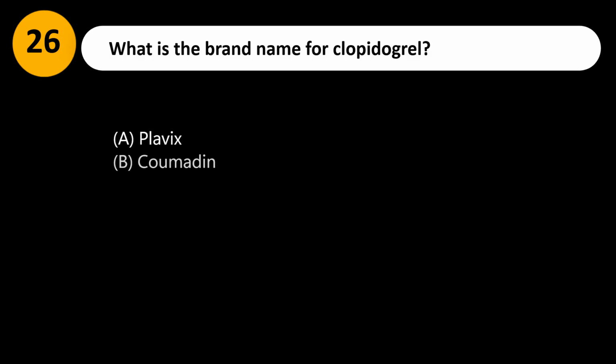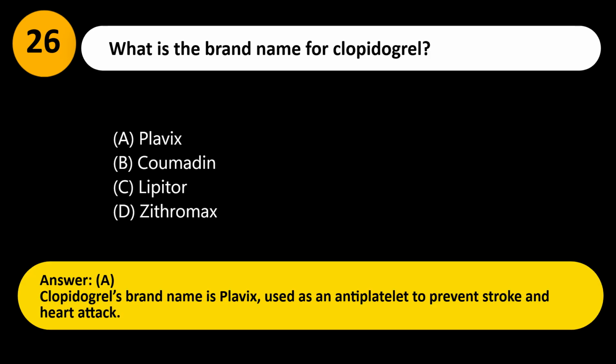What is the brand name for clopidogrel? A. Plavix. B. Coumadin. C. Lipitor. D. Zithromax. Answer, A. Clopidogrel's brand name is Plavix, used as an antiplatelet to prevent stroke and heart attack.